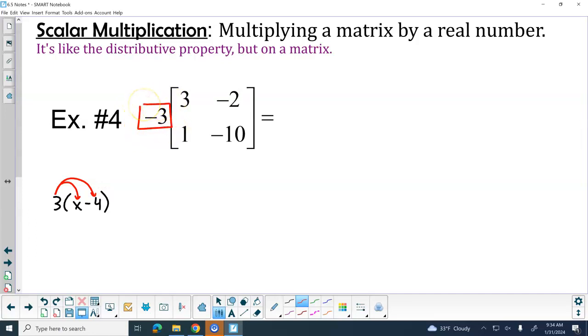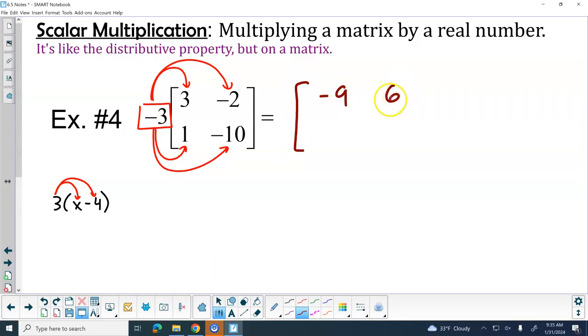You are going to be taking this outside number and multiplying it into every single element inside the matrix brackets. Okay? You multiply it into all of them. Not one of them, all of them. So then this resulting 2 by 2 matrix won't change size. Negative 3 times 3 is negative 9. Negative 3 times negative 2 is 6. Negative 3 times 1 is negative 3. Negative 3 times 10 is 30.